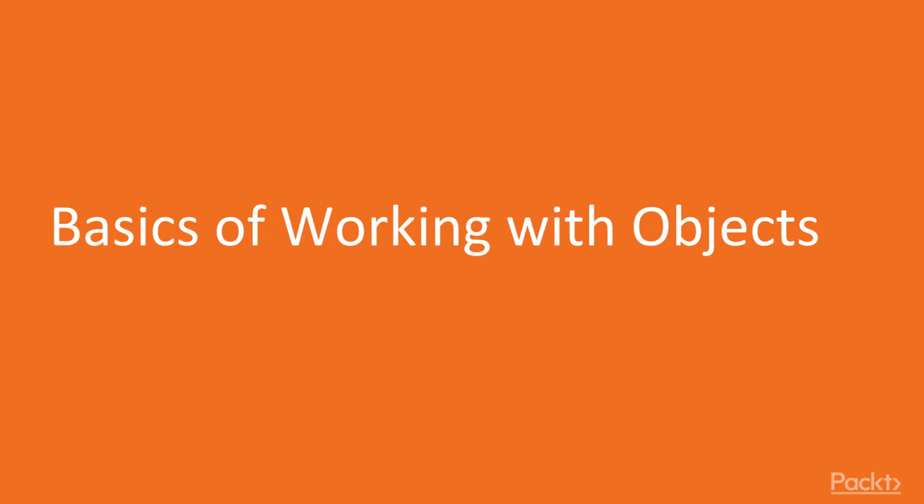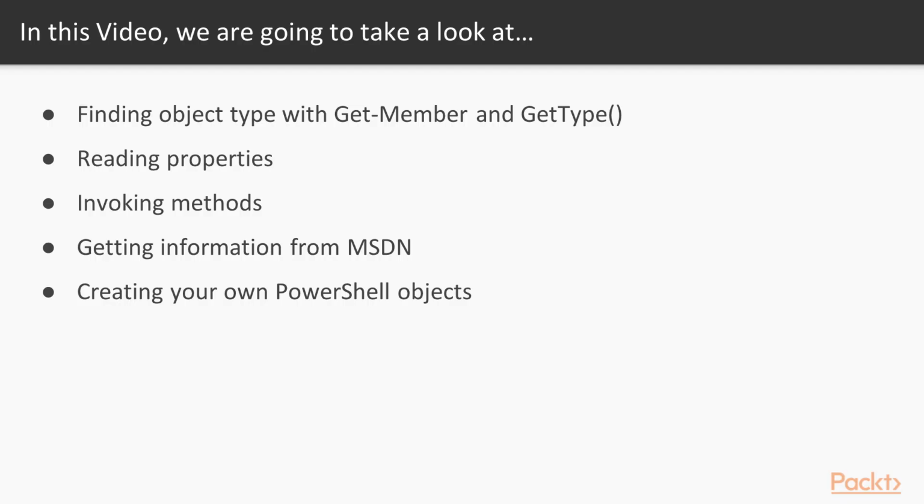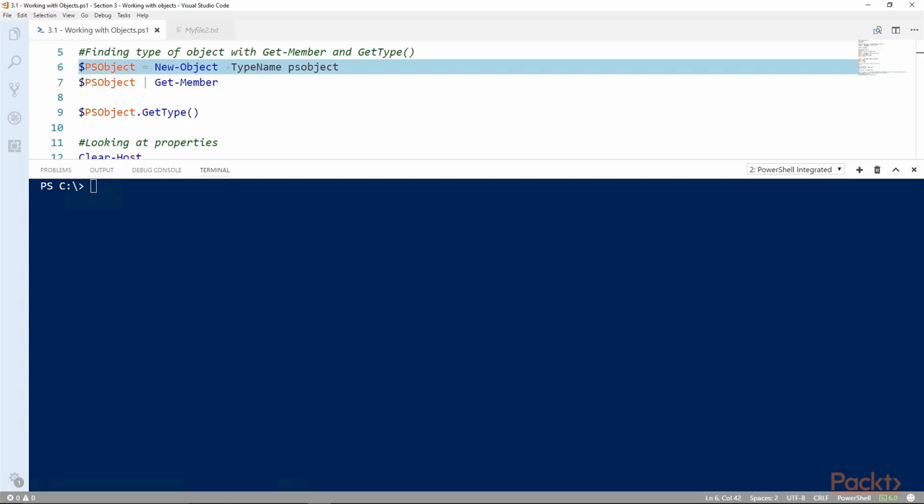In this video, I'm going to teach you the basics of working with objects. Specifically, I'm going to teach you how to discover all about an object using Get-Member and the built-in method GetType. I'm going to show you how to find out details about the properties and methods that make up an object and how to find detailed descriptions and definitions from MSDN, that's the Microsoft Developer Network's online documentation. So let's get started. I'm going to start with a very basic object.